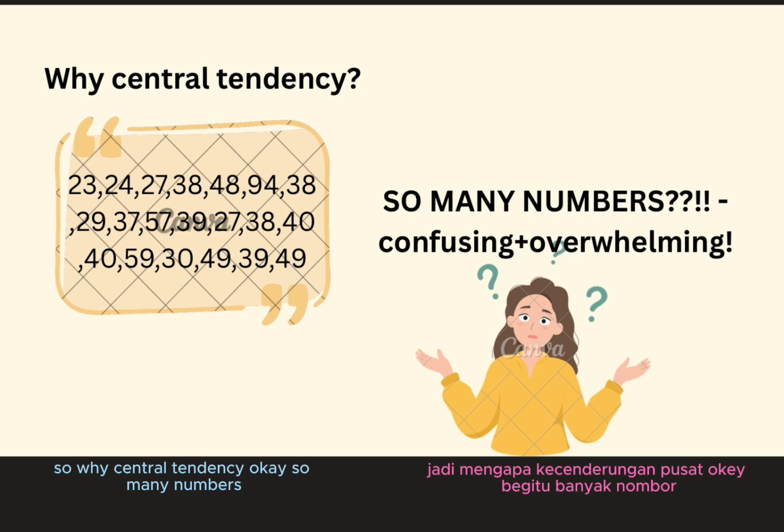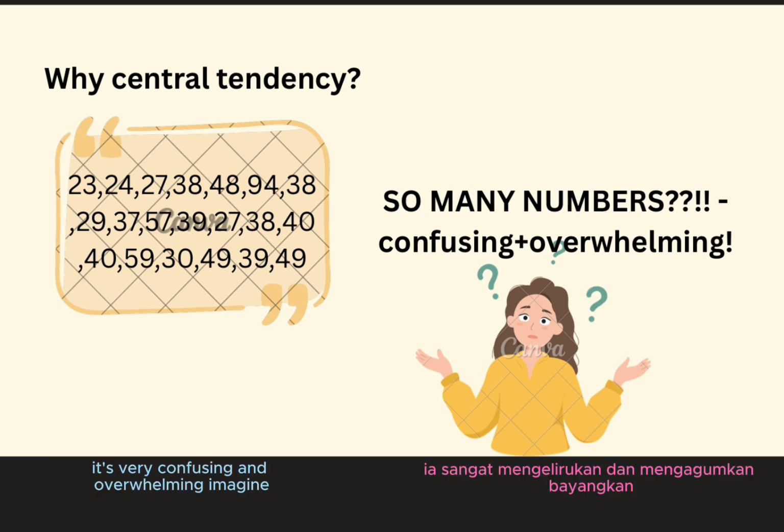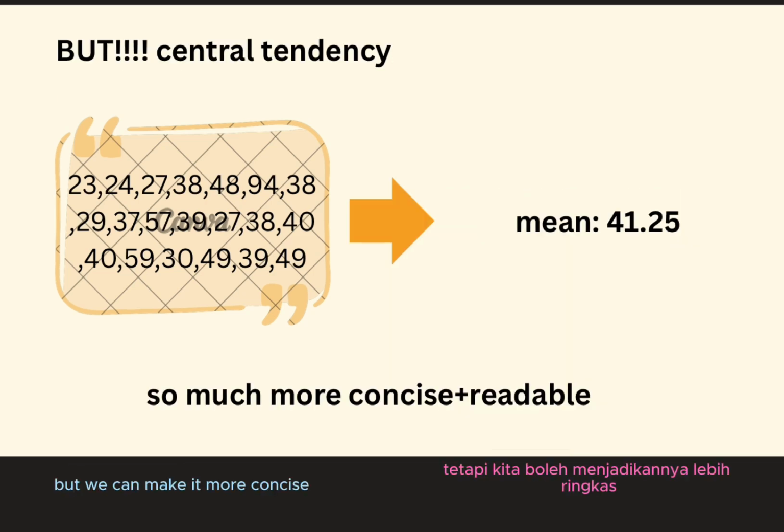So why central tendency, okay? So many numbers, it's very confusing and overwhelming. Imagine this bunch of numbers just given to you in, okay, imagine newspapers, instead of counting the numbers and consolidating the numbers, they just dump the whole data set in the newspaper. How would you feel? Overwhelming, confusing, you refuse to read them, okay? But we can make it more concise and clearer to understand.